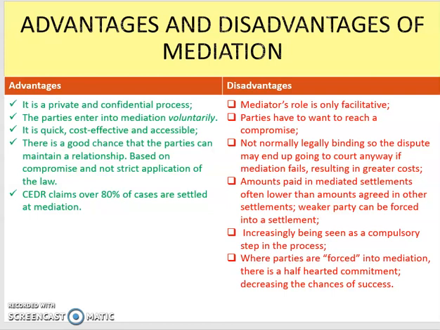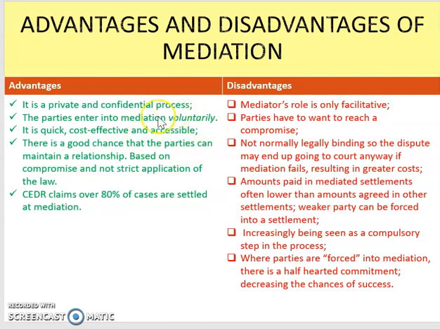And a good thing about it is that it's voluntary. Parties are entering into it voluntarily. And that's an advantage because if you're not forced into something, hopefully you're more likely to want to make it work. It's more likely to be successful. It's quick, cost effective, accessible.